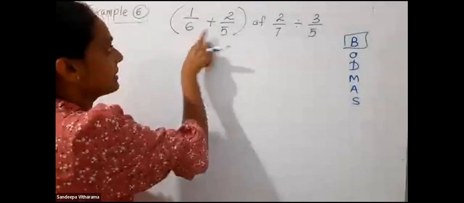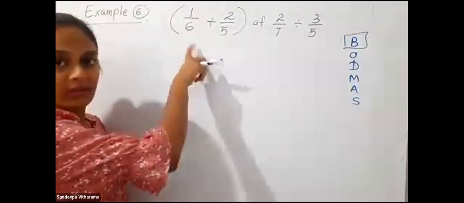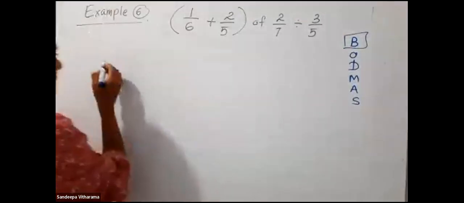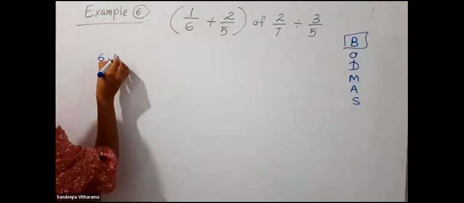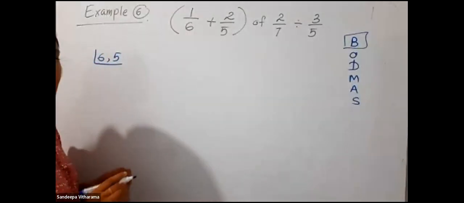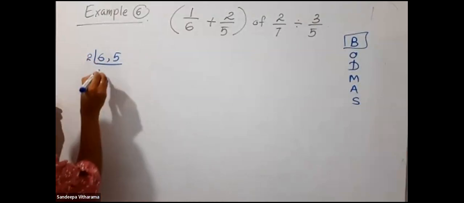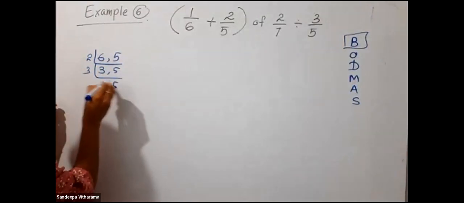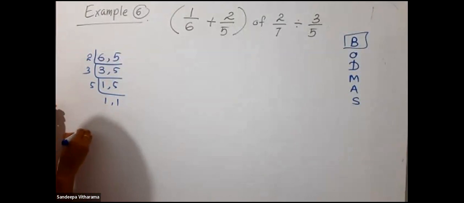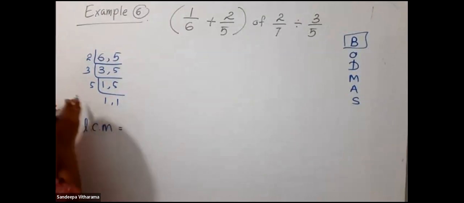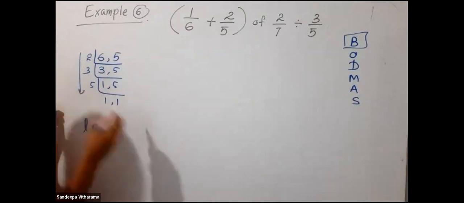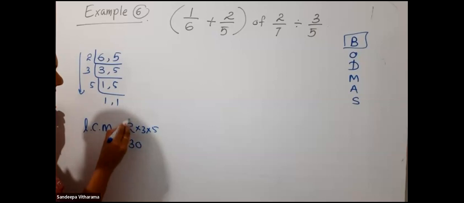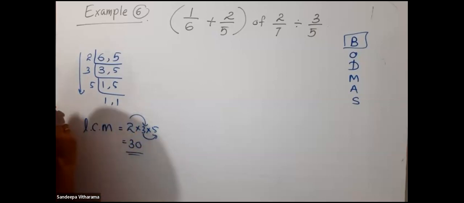Then it is an addition of fractions with different denominators. So you have to convert this into a common denominator. Okay, if it is difficult, you can divide by prime numbers. It's 3, 5. Again, divide by 3. It's 1, 5. Divide by 5. Then the least common multiple can be obtained. 2 into 3 into 5 is 30. 2 into 3 is 6, 6 into 5 is 30. Okay.